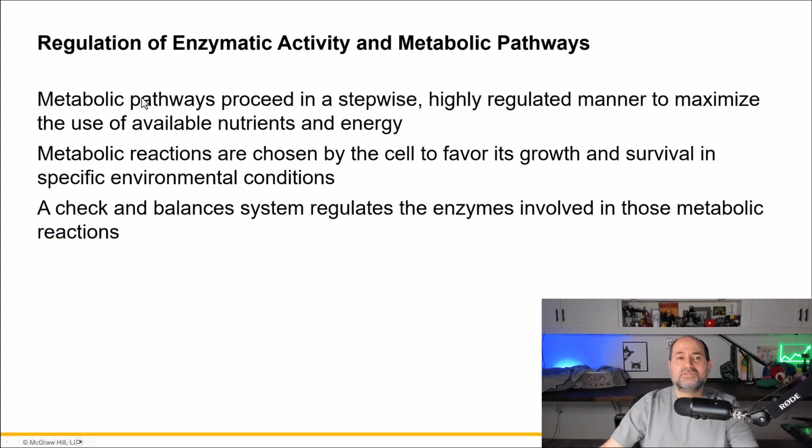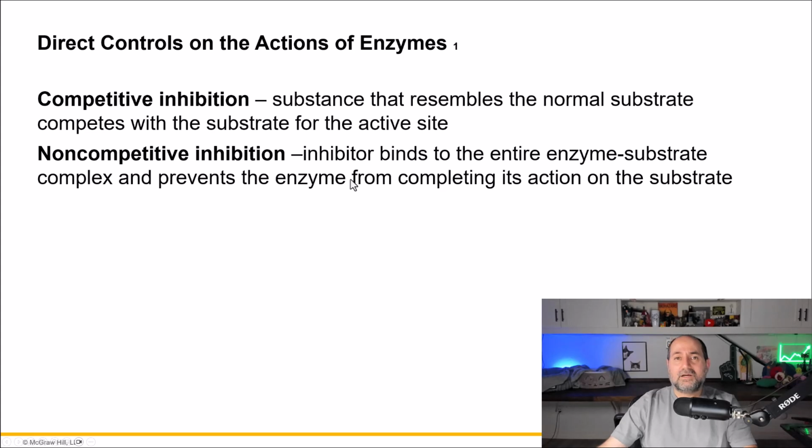And a lot of times during metabolic pathways with anabolism or catabolism, you see not just one enzyme doing one step, but you'll see multiple enzymes doing a stepwise, highly regulated process. Now, there are also substances that can prevent enzymes from working. These are called inhibitors. And there are two main classes of inhibitors: competitive inhibitors and non-competitive inhibitors.